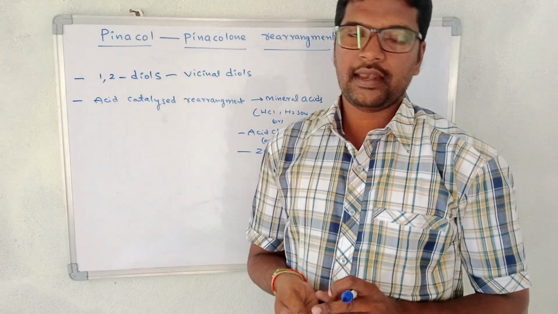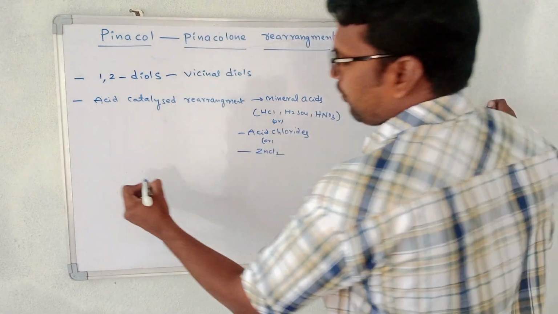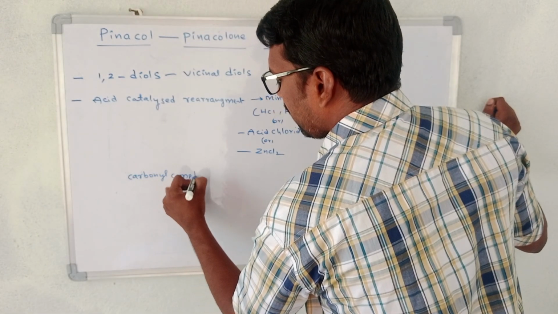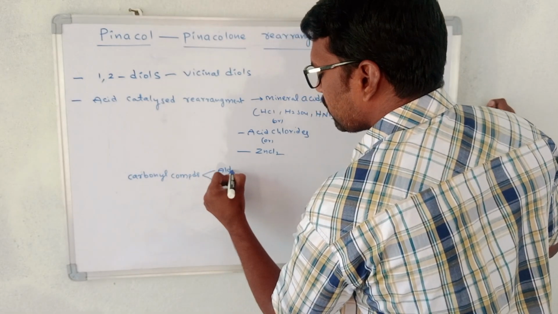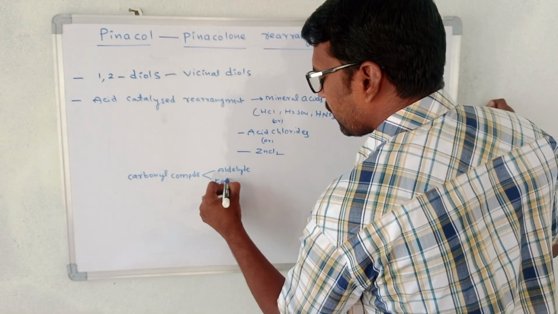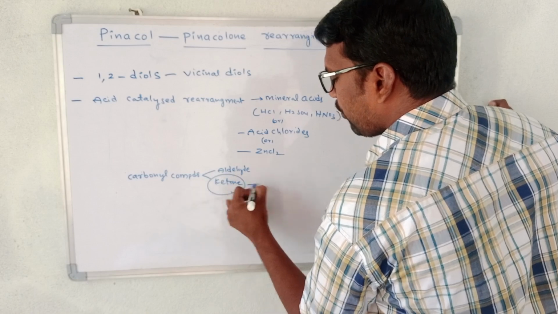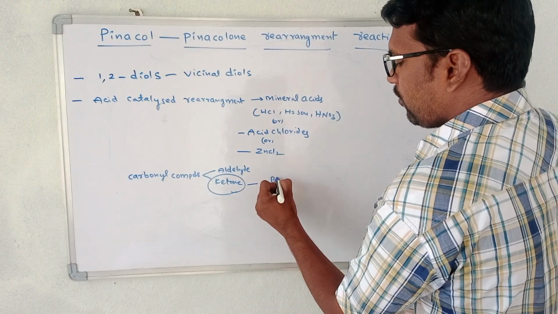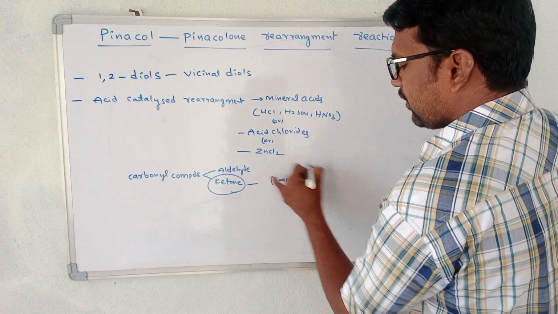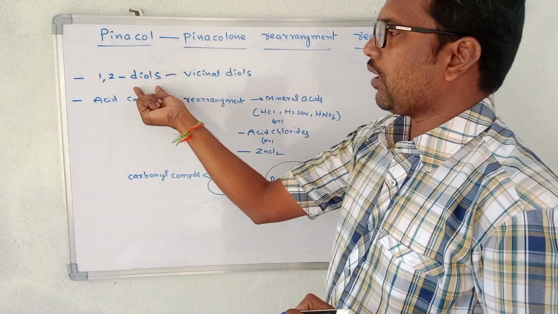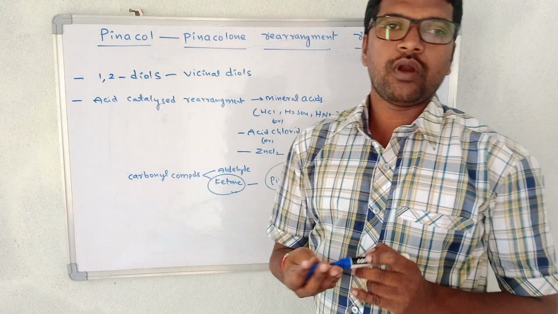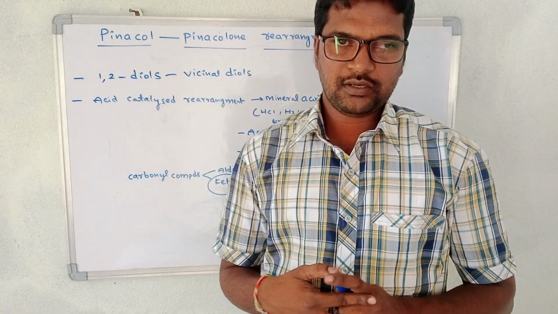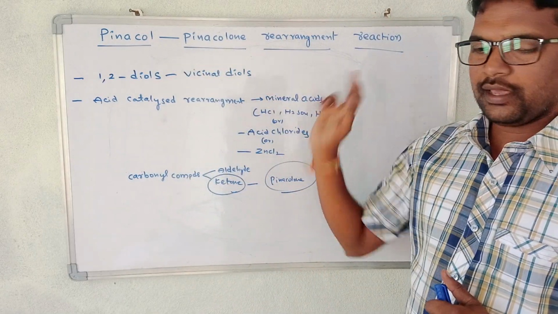So it is an acid catalyzed rearrangement reaction, and after the reaction is completed, the compound formed is a carbonyl compound. Carbonyl compounds include both aldehydes and ketones, but in most cases the product formed is a ketone, and the best example is pinacolone. That's why it is called the pinacol-pinacolone rearrangement reaction. Pinacolone is a ketone, and pinacol is taken as an example for 1,2 diols. Pinacol can be converted into pinacolone by using an acid catalyst.